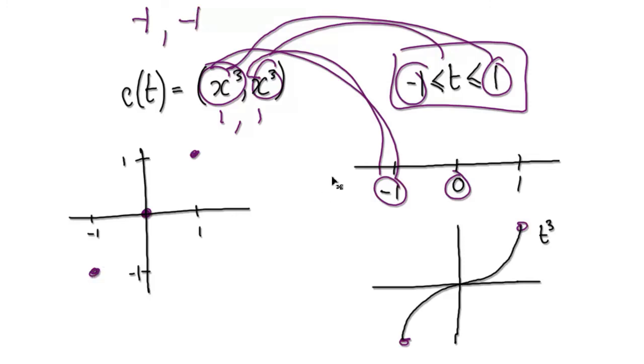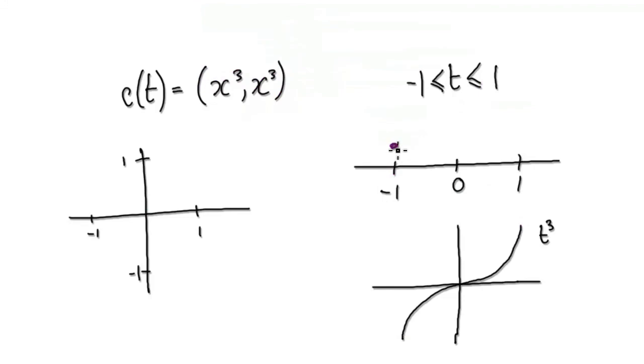So if you're a particle and you start here and then you move all the way here, it will look like this. It would just be a straight line from -1 to 1. When time equals 0, the particle will be right here. So your line will look like this. So you can put some arrows in there. Okay.